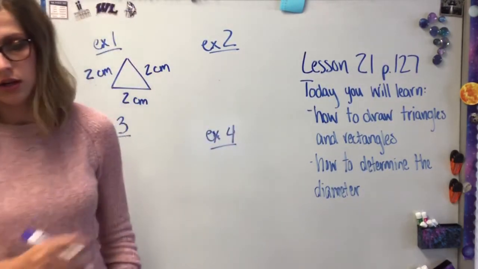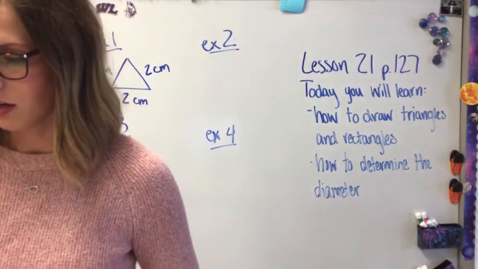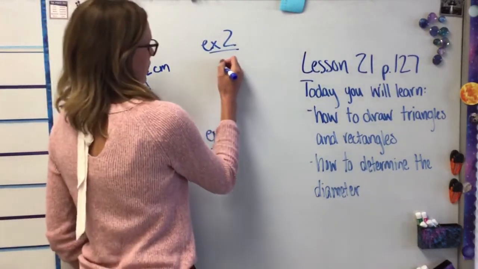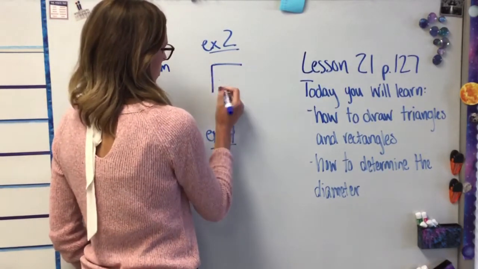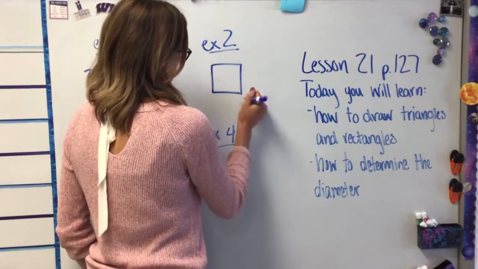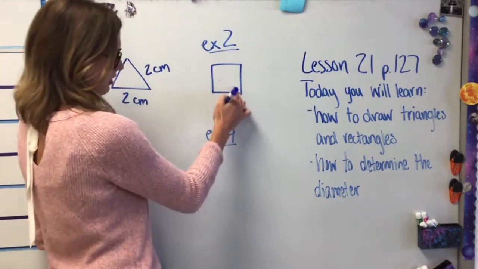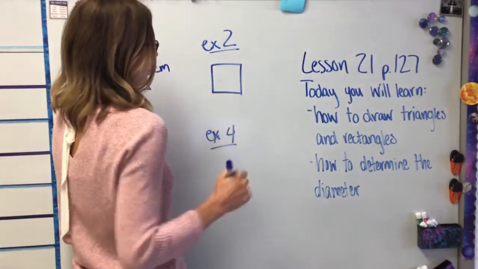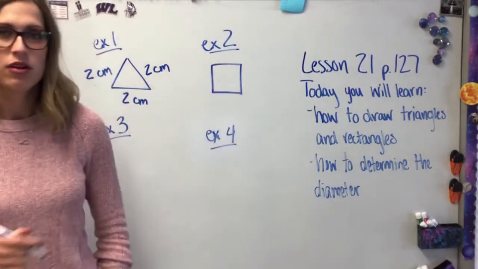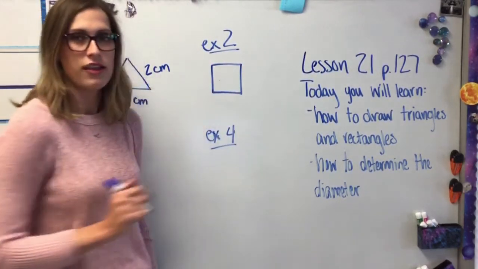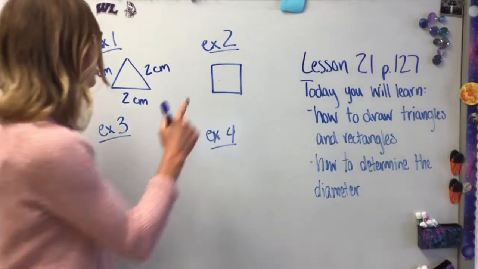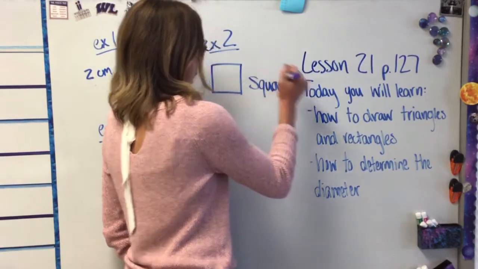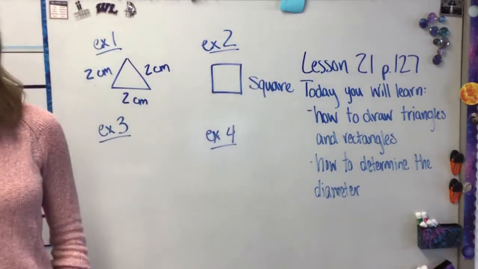Example 2 says, draw a rectangle whose sides all have the same length. A rectangle, we know, has 4 right angles. That's like where the 2 sides meet like the corner of a paper. That would be like a right angle. So they have 4 right angles. Now, if all the sides are the same, what else could we call that? We don't have to just call that a rectangle. We could also call it a square. So label that one square right next to it. A rectangle that has all the same sides would be a square.